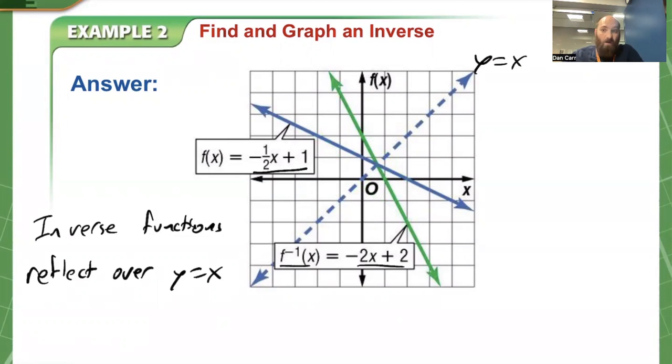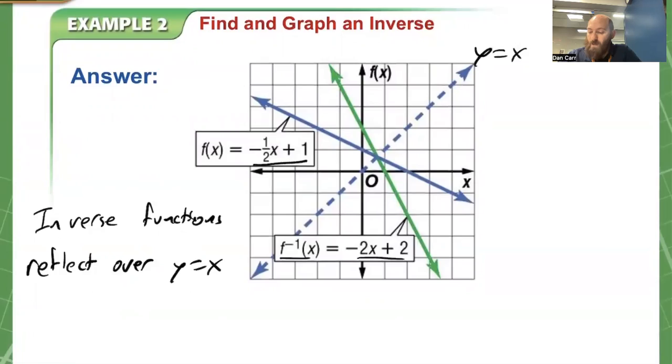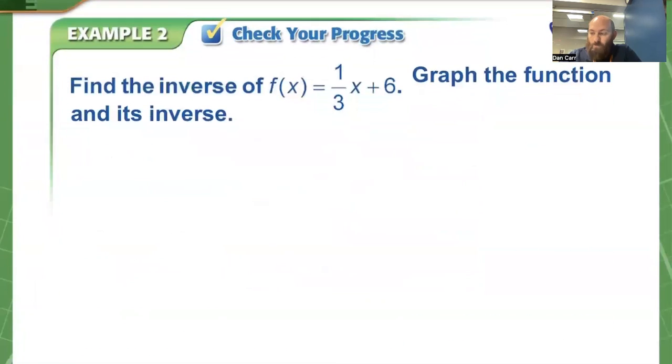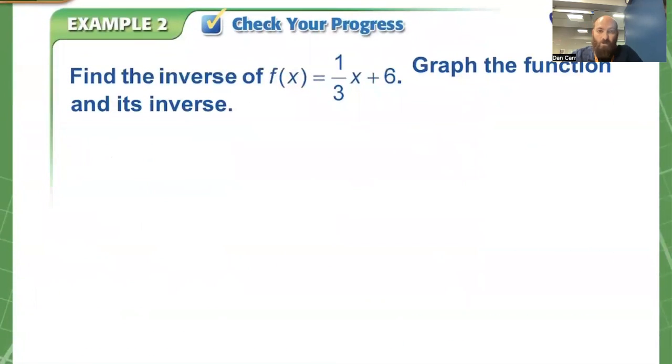And that's where we keep getting our swapping of x and y values. Okay, so this is another example. Again, do it on your own, but start off by saying y equals 1/3 x plus 6. Swap the two values so that x equals 1/3 y plus 6, and then solve for y.